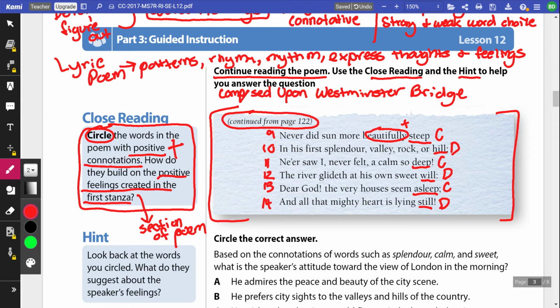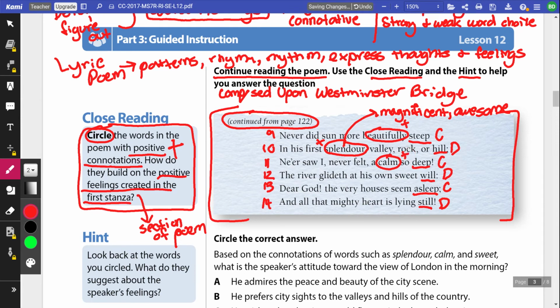In line number 10, I circled splendor. Now, splendor, you may not know what splendor means, but I'm going to go ahead and tell you. Splendor means that it's magnificent or awesome. So it definitely has some positive feeling behind it. So I'm putting a little plus sign right there. In line number 11, I circled the word calm. If you are calm, it kind of means that you are at peace. And that has positive connotation.